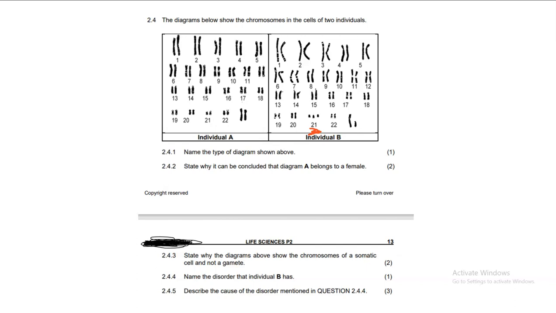I know that Down syndrome results due to non-disjunction in chromosome number 21. So this condition results due to non-disjunction occurring during anaphase 1 or 2 in chromosome number 21. When the non-disjunction occurs, this results in one cell having one extra copy of chromosome number 21. That's how this disorder occurs, which is Down syndrome.